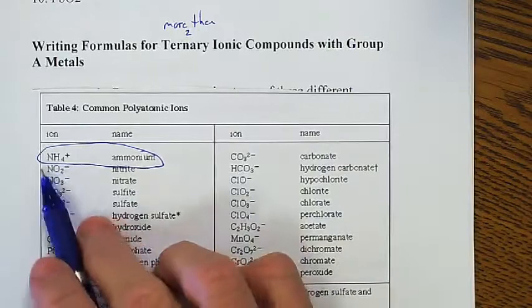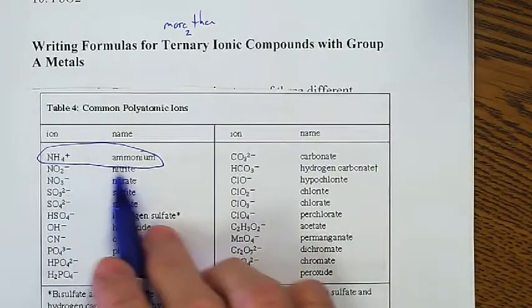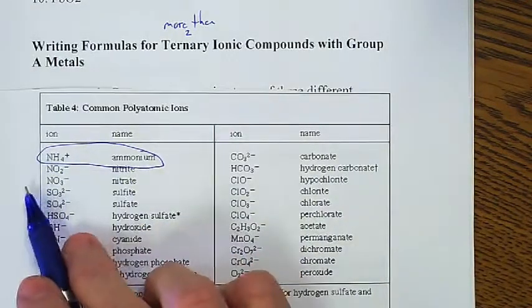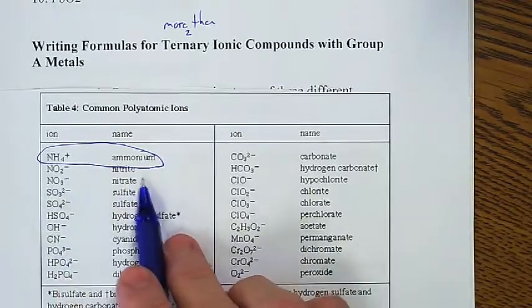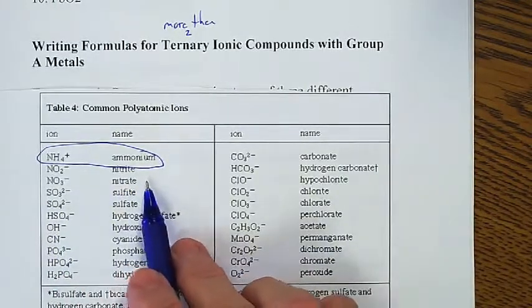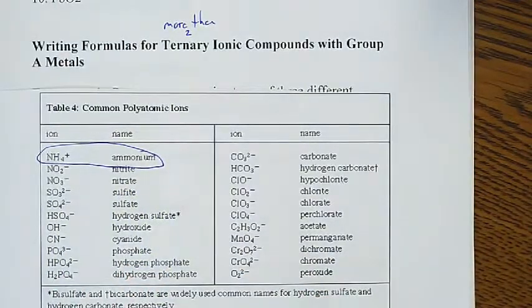So all of NO2 has a -1 charge. It is called nitrite. All of NO3 has a -1 charge. It's called nitrate. So NO2 is a nitrogen and two oxygens that have an extra electron, and you call that nitrite. It collectively acts like a non-metal. It's got a negative charge. Ammonium is the only polyatomic ion that can be listed first.